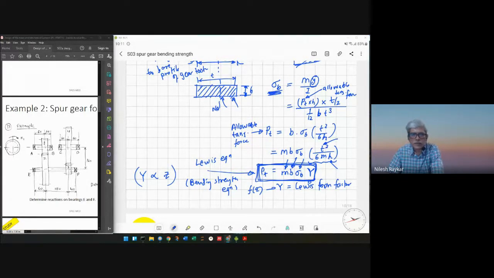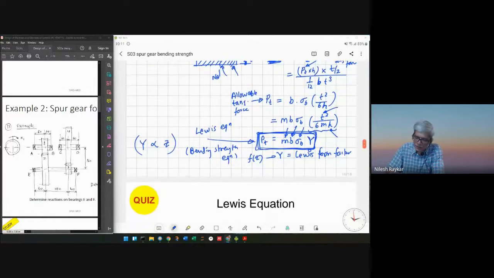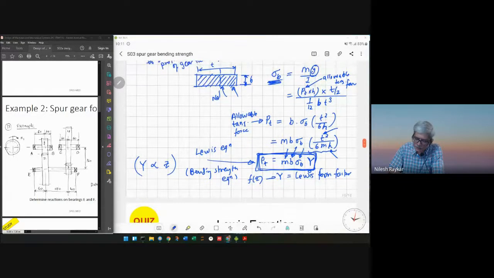In some cases, if your strengths are different, then that strength multiplied by the Lewis form factor product has to be considered for comparison. But if both pinion and gear are of the same material, in that case, the gear will always be stronger among the pair. So this implies that the pinion is weaker among the gear and pinion. The strength of the pinion will be weaker because of the smaller Lewis form factor.